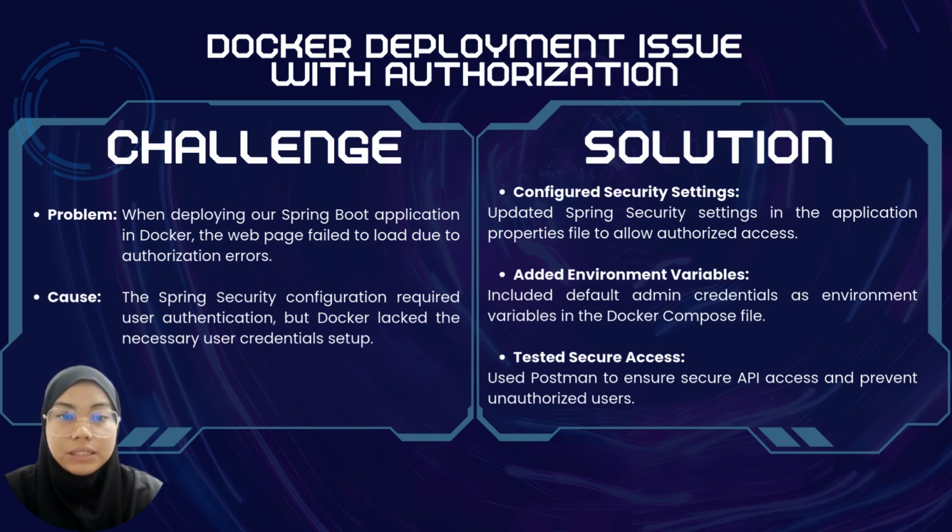To solve this problem, we took several steps. First, we reconfigured the Spring Security settings in the application properties file to allow authorized access. Next, we added the default admin credentials as environment variables in the Docker Compose file to ensure that the system had valid login credentials. And lastly, we tested the secure access using Postman to make sure that only authorized users could access the system.